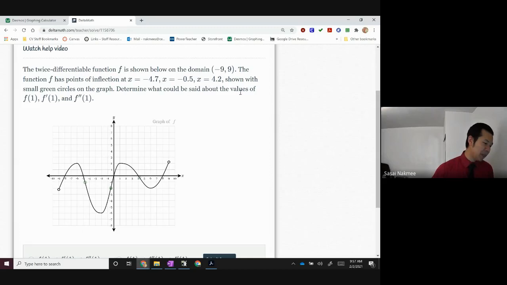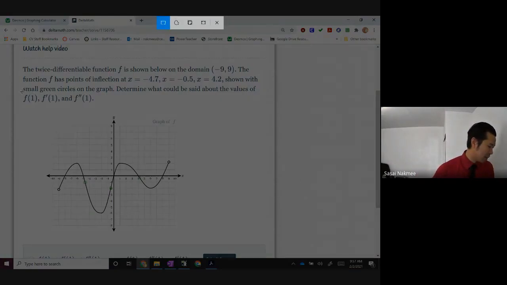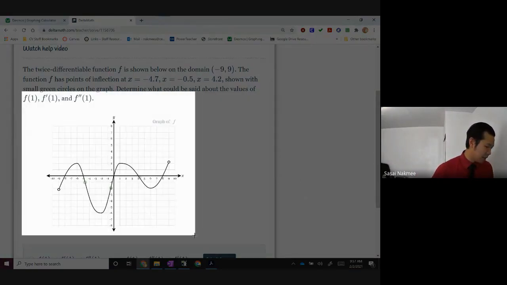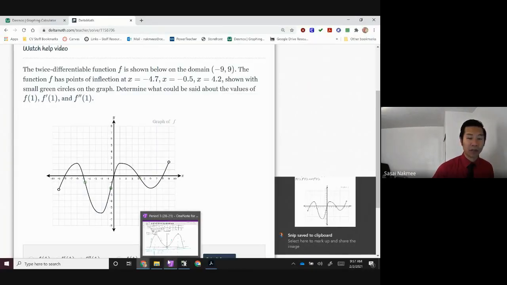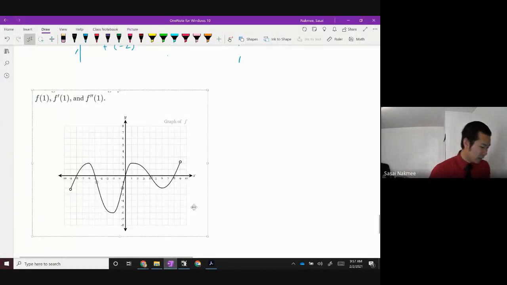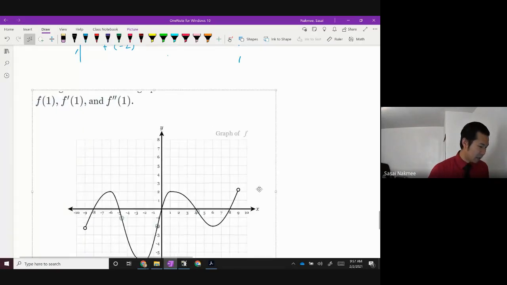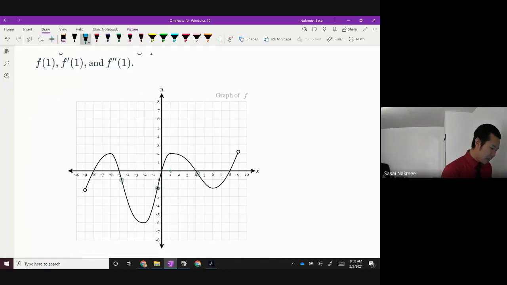Determine what can be said about the values of f of 1, f prime of 1, and f double prime of 1. So let's take a look at this graph right here. Remember, the green dots are where you have your points of inflection, meaning they change from concave up to concave down only at those green dots. Let's make that a little bit bigger so we can take a look. So 1 is right here, okay?